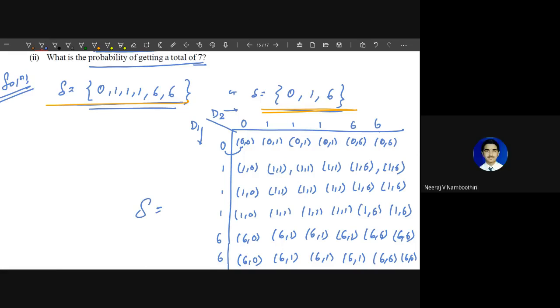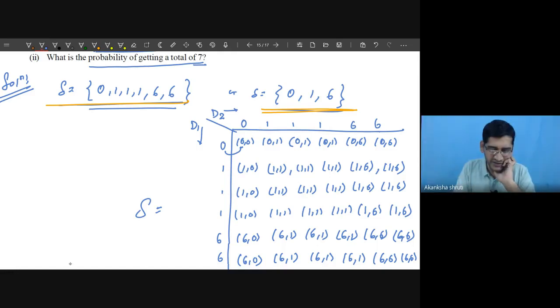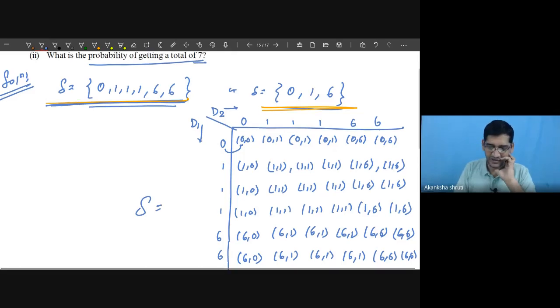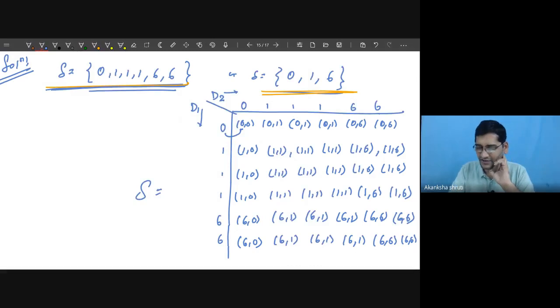Sir, the first one is correct, sir: 0, 1, 1, 1, 6, 6. I mean, Neeraj, you mean the first one is the correct way of writing the sample space? Yes, sir. Okay. And for the two dice, the second one is also correct.